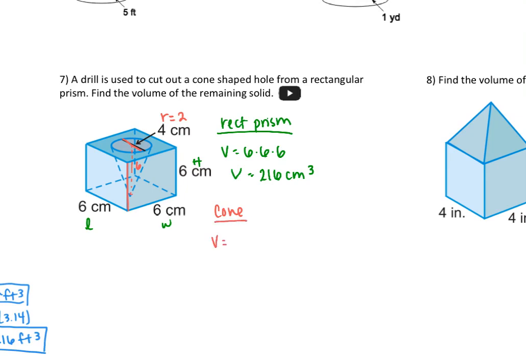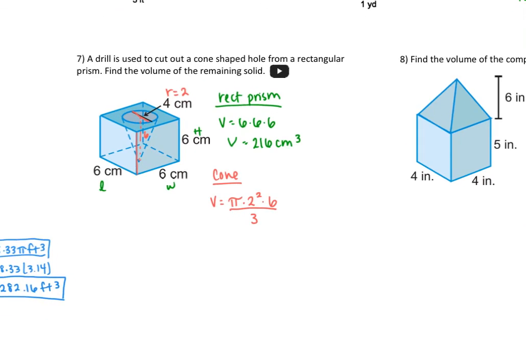So to find the volume of the cone, it's going to be pi times the radius squared times the height, and this one we need to divide by 3 since it's a cone. So my answer in terms of pi, 2 squared times 6 divided by 3, we get 8 pi. Okay, and since the volume of my rectangular prism is not in terms of pi, I need to get the approximate answer of this. Remember, you can only subtract them if they're like terms, so I need to get the approximate. So 8 times 3.14 is an approximate volume of 25.12.